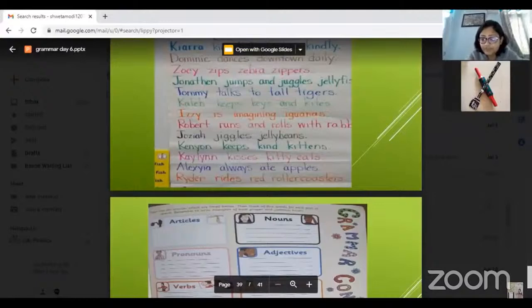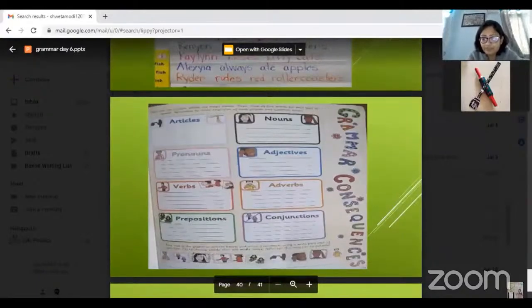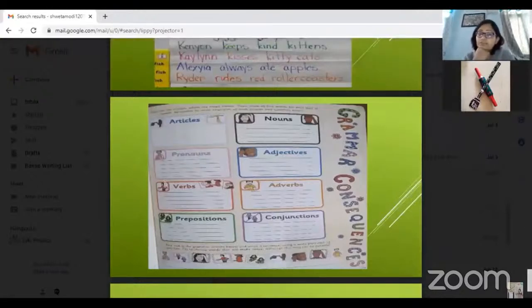So with this, we come to the end of grammar level 6. This is the assessment which is there. Articles, nouns, pronouns, adjectives, verbs, adverbs, prepositions, and conjunctions. Please take a screenshot. You have to give me the examples.